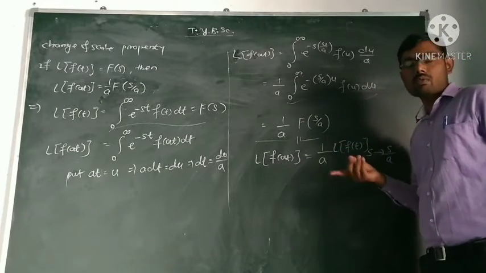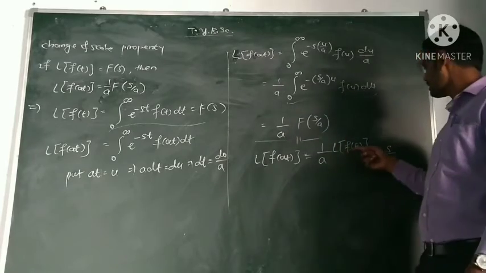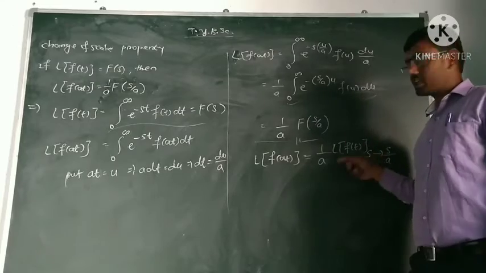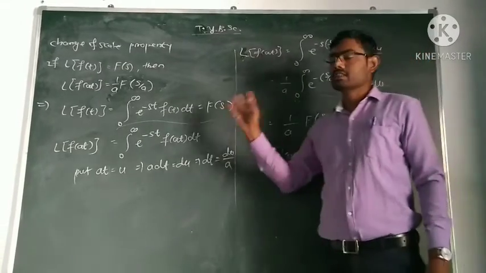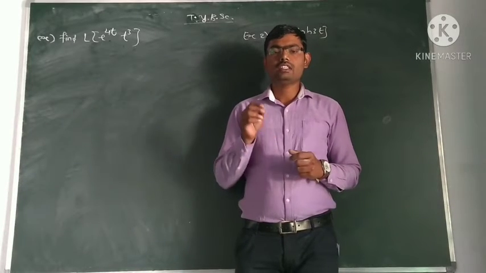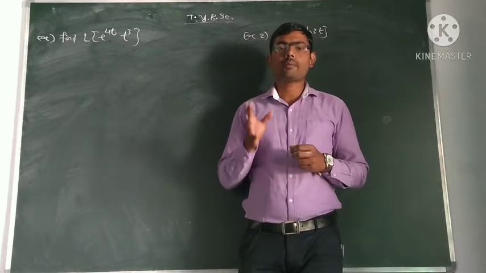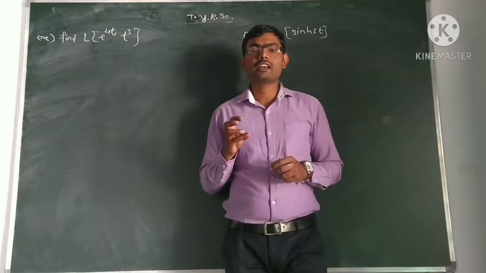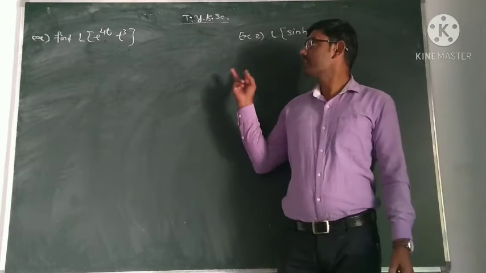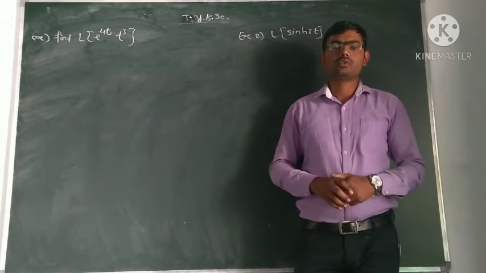When we take Laplace transform, we get a function in variable s. So instead of s, put s by a and multiply the whole factor by 1 by a. This is the change of scale property. Okay, friends, in this lecture we have learned two properties: one is the shifting property, and one is the change of scale property. Now using these properties, we will solve two examples.